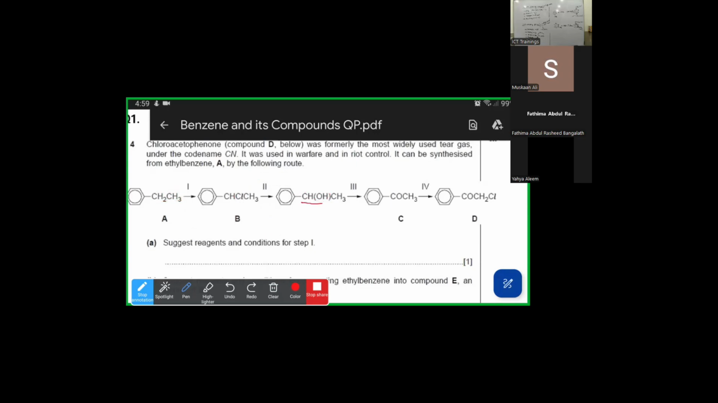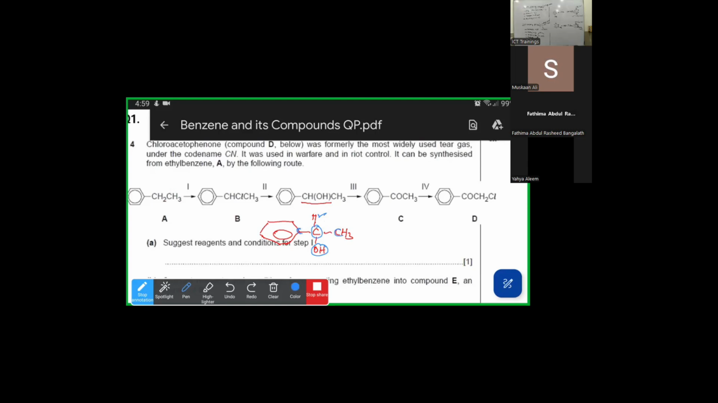This one is a secondary alcohol. I'm going to draw it. Carbon, hydrogen, OH, and this is CH3, and this is benzene. So just remember your A1. This is the secondary alcohol. Why? Because the OH group is attached to a carbon which has just one hydrogen. On two of its sides, it is surrounded by carbon. So this is the secondary alcohol.